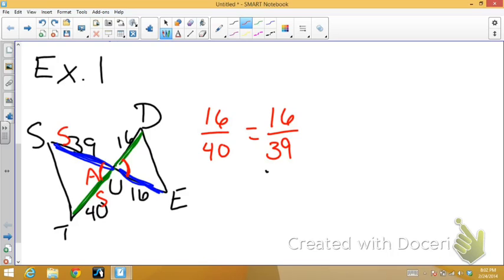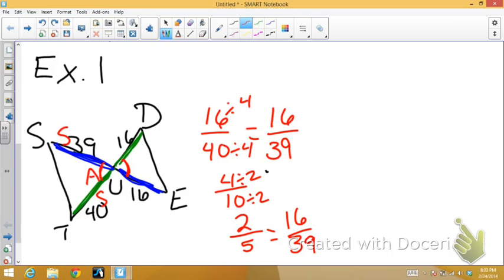Now we can reduce these fractions. So we say what divides into both 16 and into 40? Both of those divide by 4. That would give us 4 over 10. That's not even reduced all the way. I didn't pick the biggest number, so I'm going to have to do it a second time. Divide by 2, I get 2 over 5. Now 16 over 39, there's nothing that divides into both of those, so we leave it as 16 over 39. Now these fractions do not match. If they don't match, these 2 triangles are not similar.